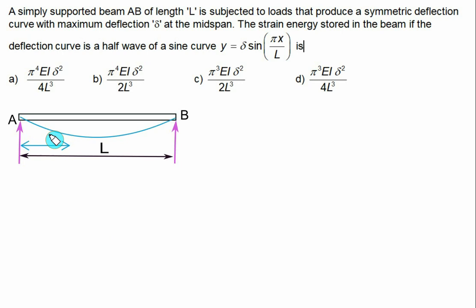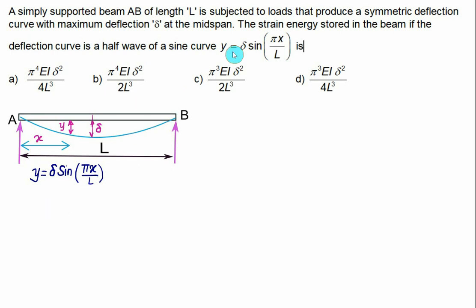So this blue line represents the deflection curve at any distance x. At any distance x, we have deflection equal to y, and this deflection is related to the center deflection. At the center we have maximum deflection equal to delta. At any distance x, the deflection is y, which is given as y equals delta multiplied by sine of pi x divided by length L.